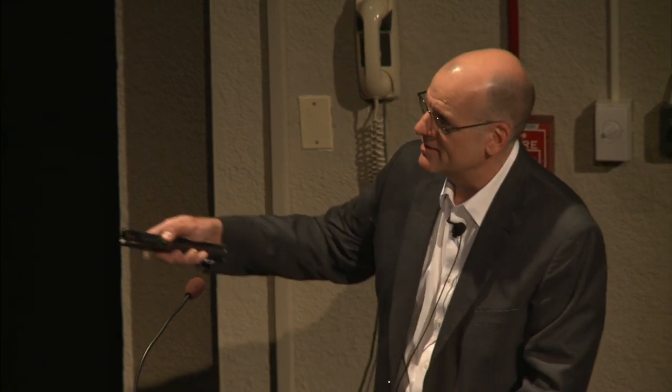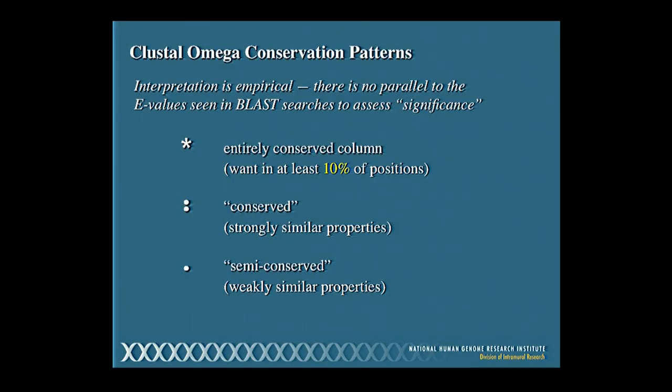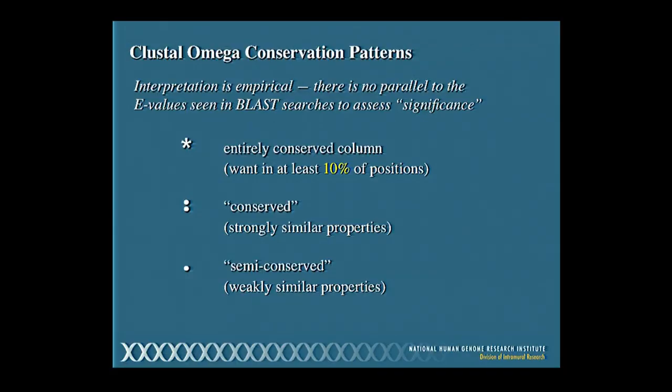But we do at least have one indicator that's going to appear in the alignment, and that is these symbols. If you have an entirely conserved column, you'll see an asterisk noting that particular position. As a rule of thumb, you want to see that in at least about 10% of the positions. If we have a conserved position, places where the physical chemical properties are strongly similar, you'll see a colon on that position. And if you see a dot, that is what they call semi-conserved, so weakly similar properties, probably encompassing one or more of the classes from the previous slide.